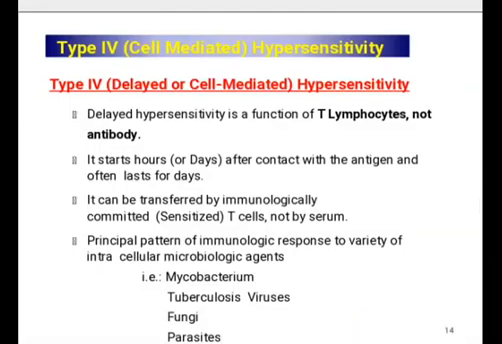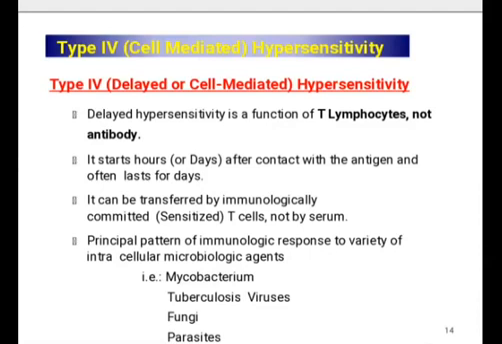Now, after type 3 reactions, we will move towards type 4, that is the cell-mediated hypersensitivity reaction. It is also called delayed type hypersensitivity. This hypersensitivity is a function of T lymphocytes, not antibody. Type 4 hypersensitivity reactions are mediated by antigen-specific activated T cells. When the antigen enters the body, it is processed by antigen-presenting cells and presented together with MHC2 to a T helper cell.